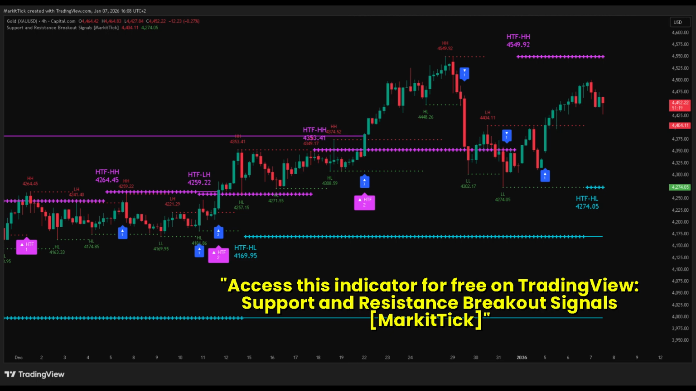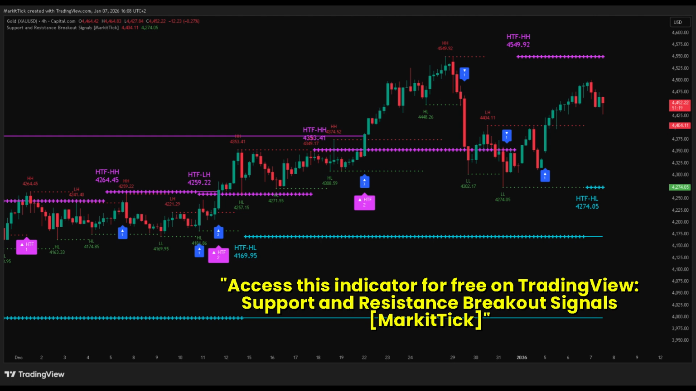This indicator provides a comprehensive, automated system for identifying, tracking, and trading support and resistance (S/R) breakouts. By synthesizing classic swing high and swing low pivot analysis with multi-timeframe (HTF) capabilities and volume confirmation, it transforms raw price action into actionable structural data. It is designed to declutter charts by automatically managing active levels and highlighting significant market structure shifts, higher highs, lower lows, alongside verified breakout signals.